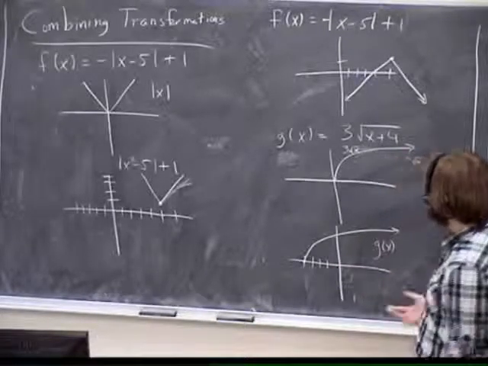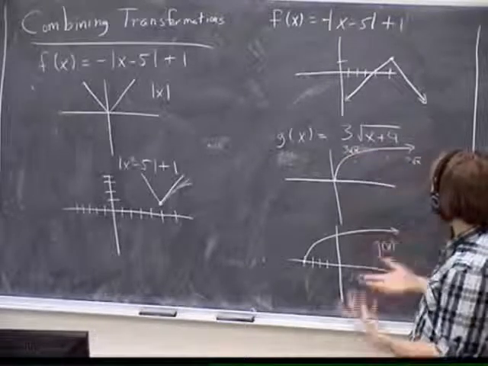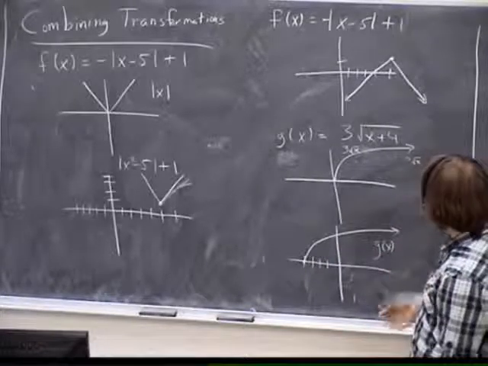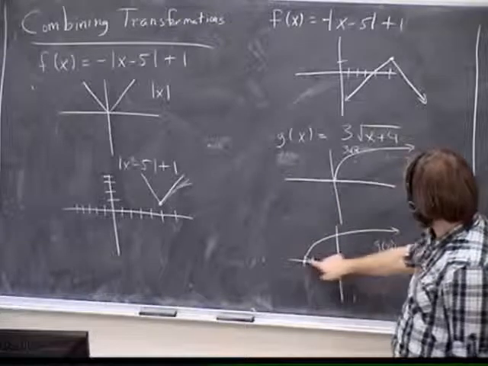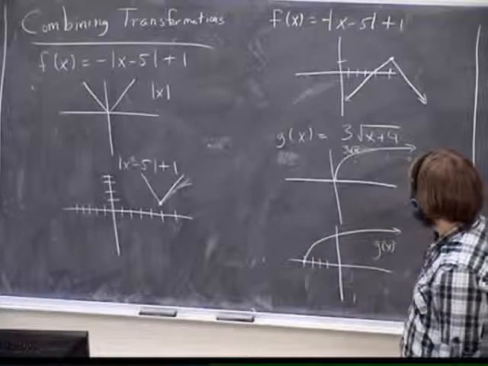And now, I chose to think about it in that order by doing the 3 first, by multiplying by 3 first, and then shifting. But I could have done it the other way. I could have shifted square root of x over to here, and then drawn them both next to each other here, with 3 square root of x having the wider opening. And that would be just as good.